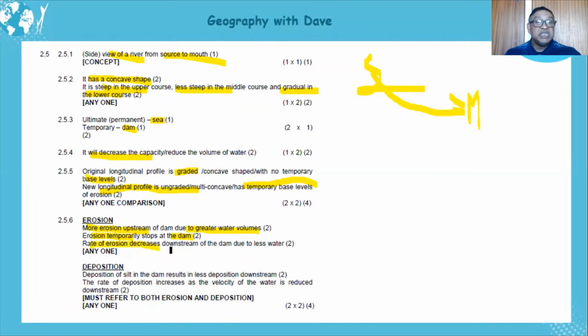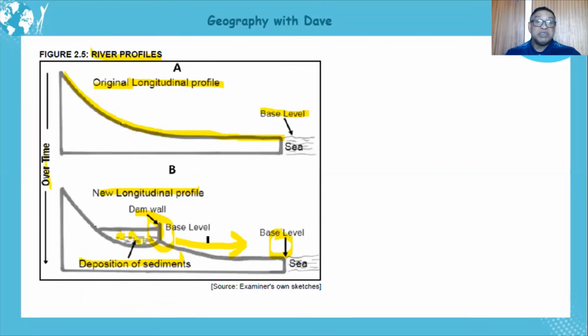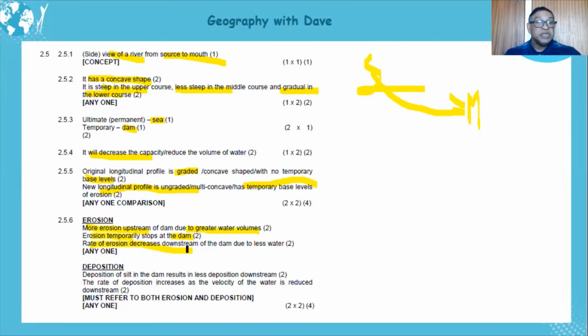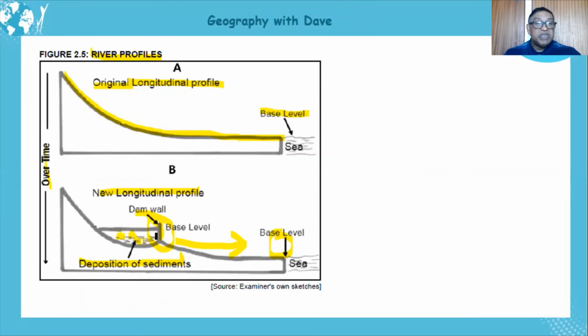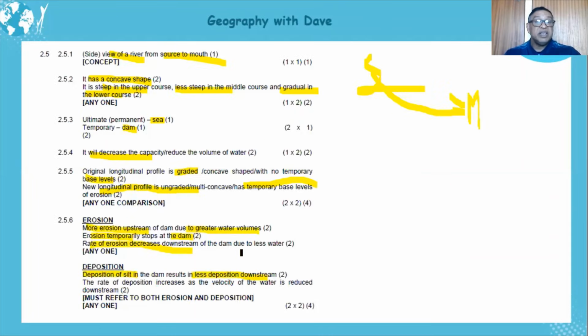The rate of erosion decreases downstream because what happens downstream now? Less water, less erosion. Deposition: the deposition of silt in the dam results in less deposition downstream because what happens now? Sediments get caught by the dam wall here, so less deposition will happen downstream, less volume of water also, as I said. And then the velocity of water is reduced downstream.